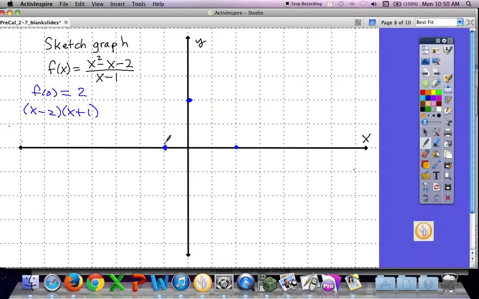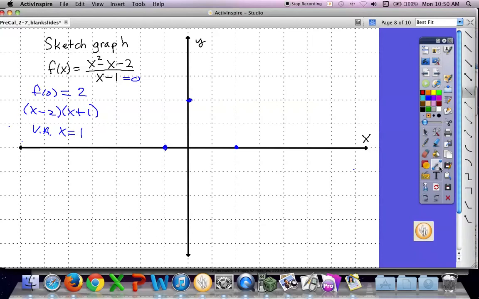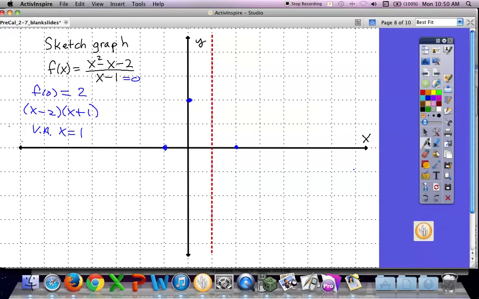Okay, the vertical asymptotes would be the zeros of the denominator. What would you say? In this case, if you set that equal to 0 and solve, x equals 1 is a vertical asymptote. So let's add that to our graph. There we go.